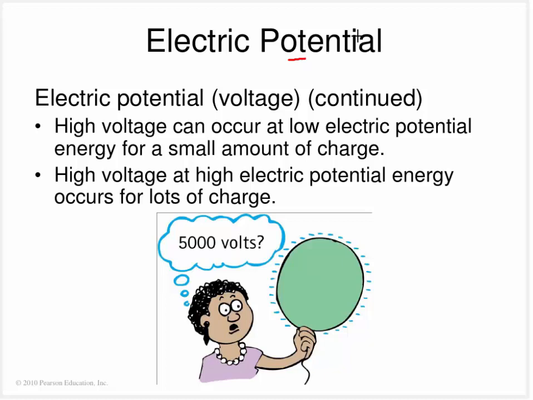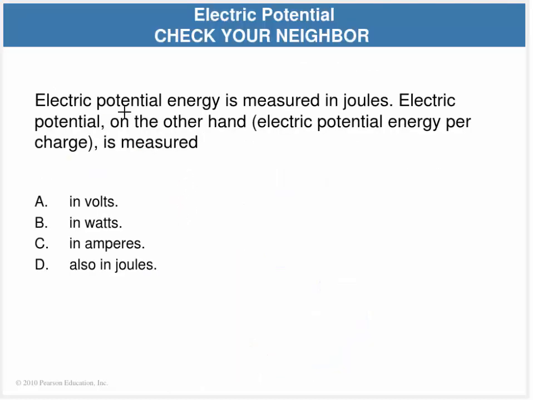Again, please just don't confuse potential and electric potential energy. Electrical potential is going to be voltage, and we can actually have high voltage with low energy. It just depends on how much charge we have. We could also have high voltage with high potential energy, again depending on how much charge we have. So something like a balloon that you rubbed up against your hair could have a voltage of 5,000 volts, but very little potential energy because we don't have a whole lot of charge there. As I said, the unit tells you everything. Electric potential energy is in joules. Potential, on the other hand, is going to be measured in volts.